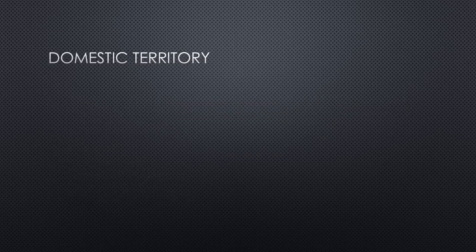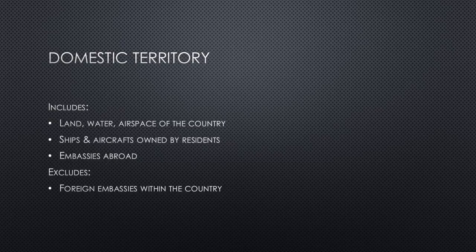Domestic territory. When we say domestic territory, it is not limited to land alone. It includes land, water, airspace, Indian ships and aircrafts, and Indian embassies abroad. But foreign embassies inside India are not included. This distinction is important for conceptual MCQs.